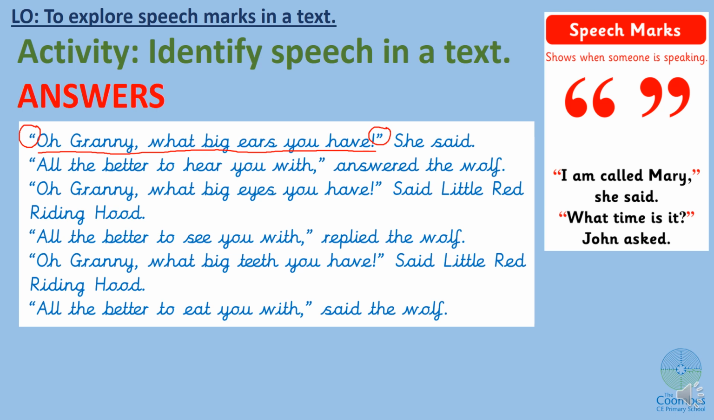When the wolf replies, the speech starts here. So when a new character is talking, it is written on a new line. So the wolf replies, "All the better to hear you with." And that's what the wolf says. Then Little Red Riding Hood speaks again, and it is on a new line.